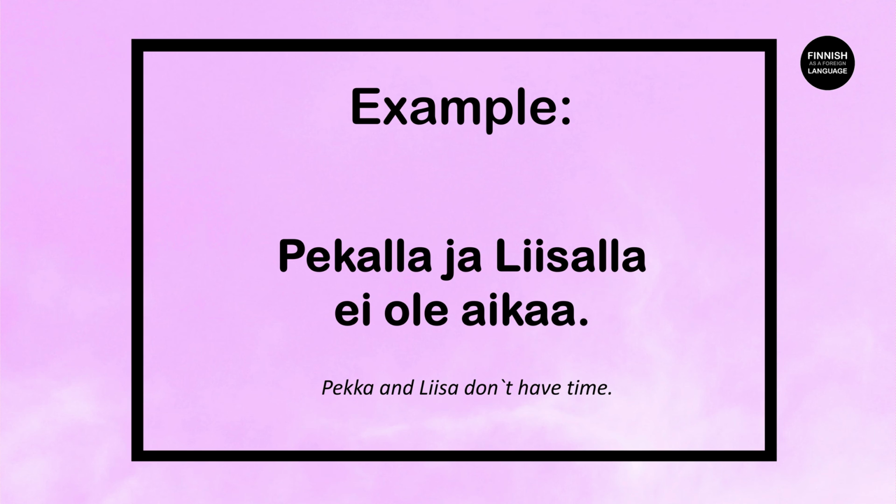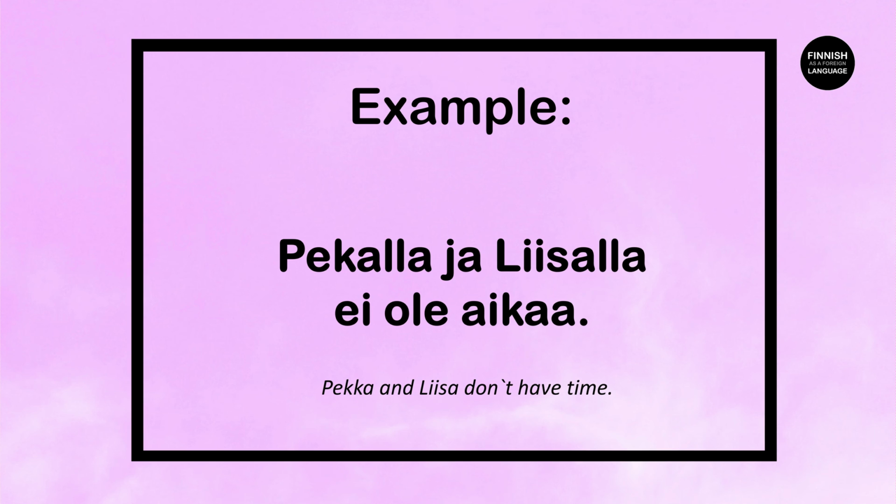So Pekalla ja Liisalla ei ole means Pekka and Lisa don't have, and aika is time. As a short notice, here it's a negative sentence, so we always write the object in the partitive case. But generally, even if we would make a positive sentence out of it, we would still write aika in the partitive case because time is something we can't count. And things we can count are written in the partitive case, just to let you know.